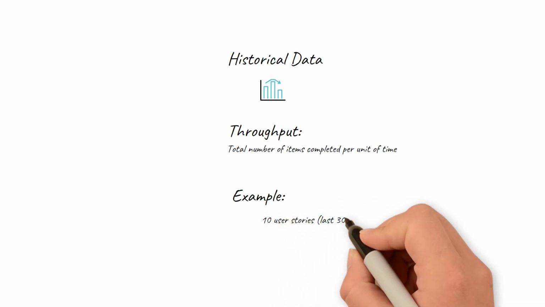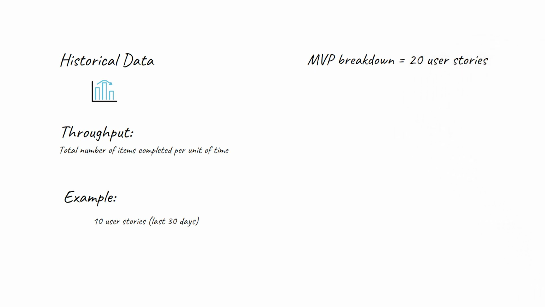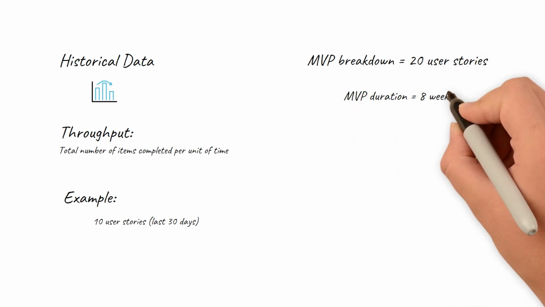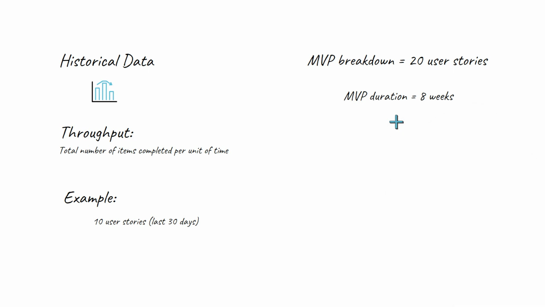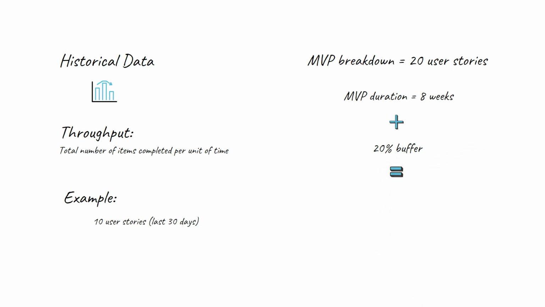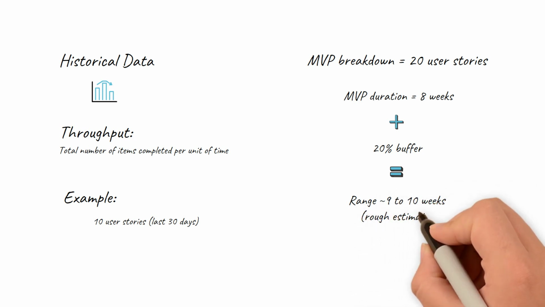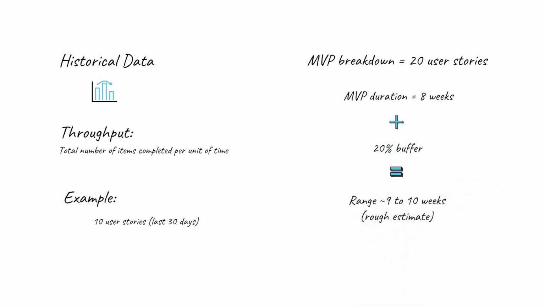This is called throughput. One example is how many user stories your team completed within the last 30 days. So if your team completed 10 user stories in the last 30 days, and your MVP breakdown has 20 user stories, then it would probably take around 2 months for your MVP. To be more conservative, I recommend you add a 20% buffer for every estimate. Sometimes things take longer than expected, or new user stories get discovered that need to be worked on before the MVP is complete. Keep in mind this method is designed to give you a rough estimate.